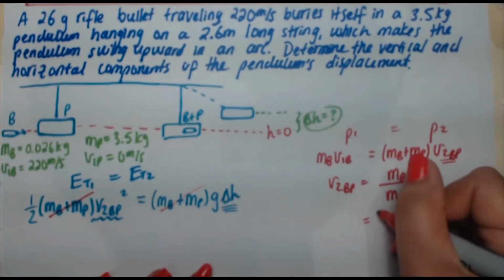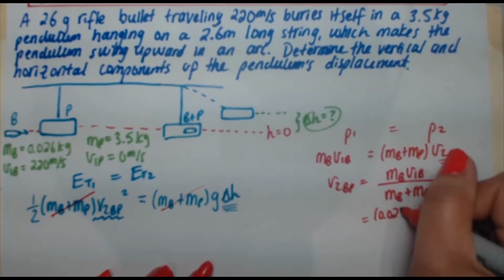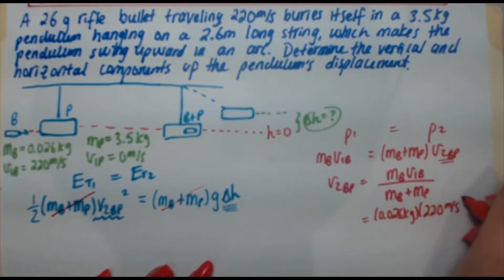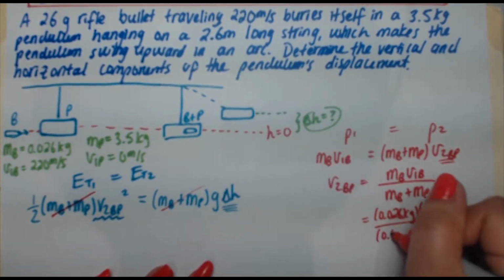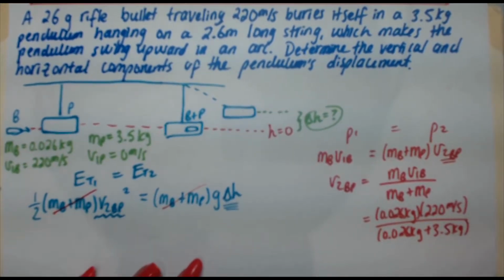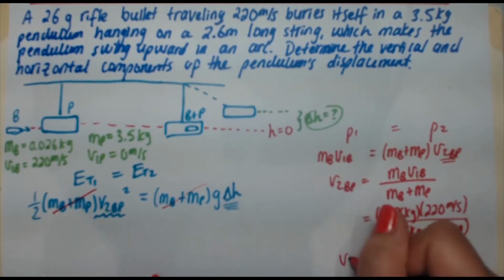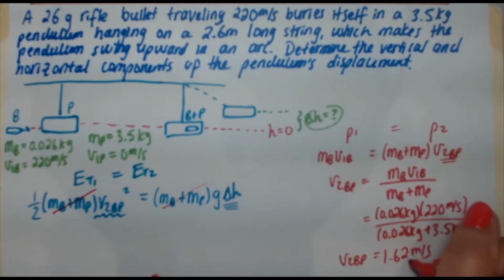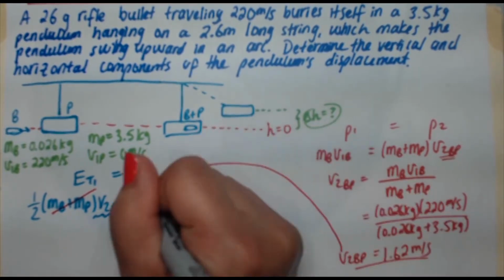Okay, so mb, 0.026 kilograms times 220 meters per second divided by 0.026 kilograms plus 3.5 kilograms. And when you punch that in your calculator, you are going to get that v2bp is equal to 1.62 meters per second. Okay, so now I'm going to take that v2bp and I'm going to plug it in over here.